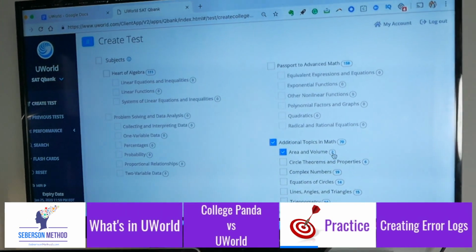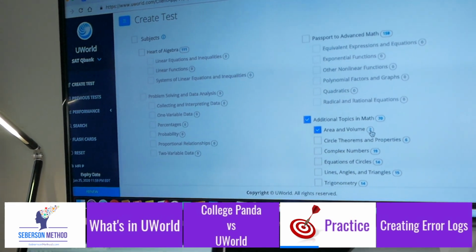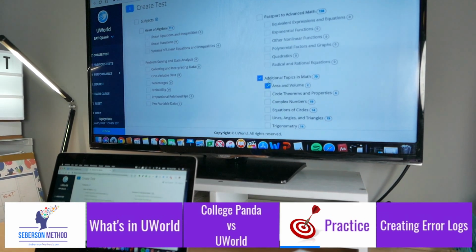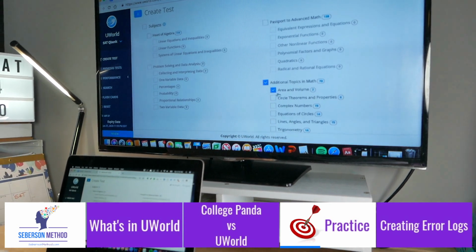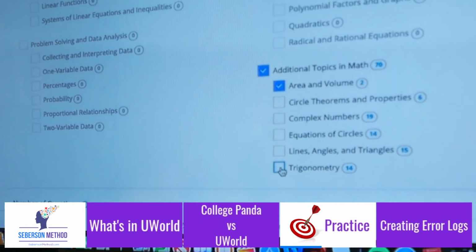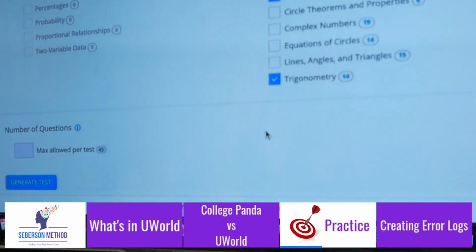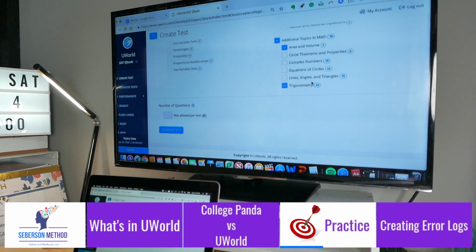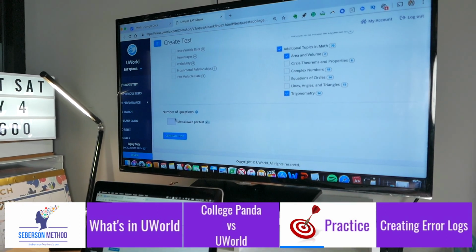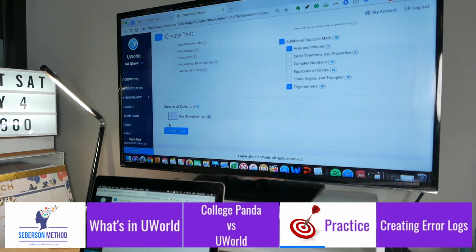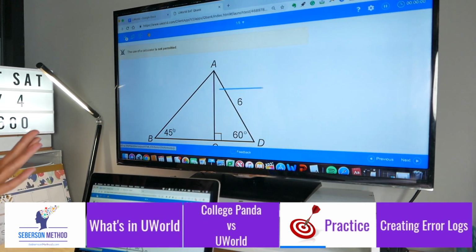We don't have a lot of questions on area and volume, only 2, because it is in one of those additional topics in math. That means the probability of this showing up is not very high. So let's do some trig. Why not? Since we touched on trig. So now the total is 2 plus 14. We can do 16 questions, but I'm not going to do 16 questions with you right now. Let's just do 5. Your tests can be really short.